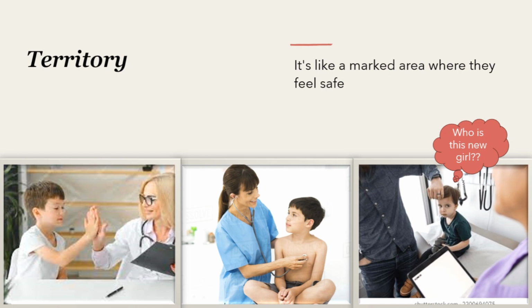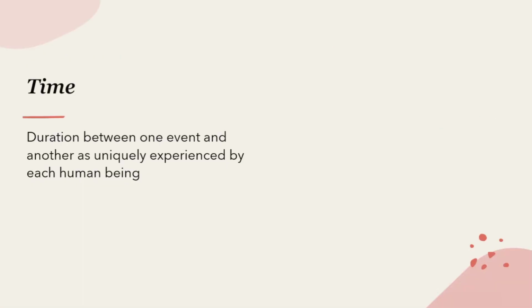Next one is time. Time is defined as a duration between one event and another as uniquely experienced by each human being. It is the duration between two events, but it also differs from person to person. Here I will use an interesting example from my experience. I am sure most of you have experienced events like this.